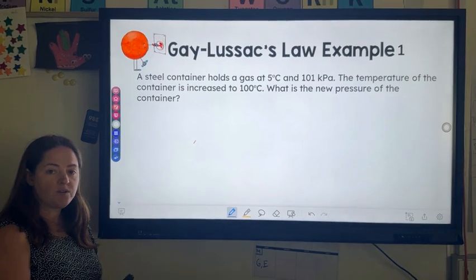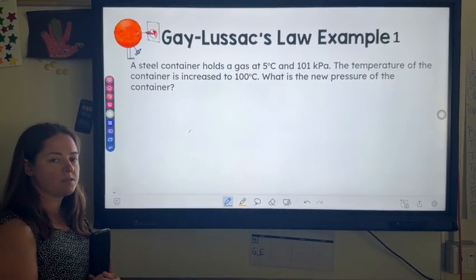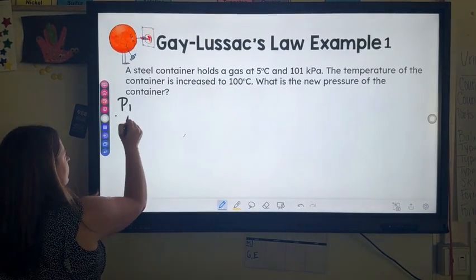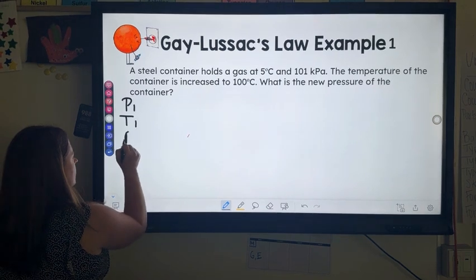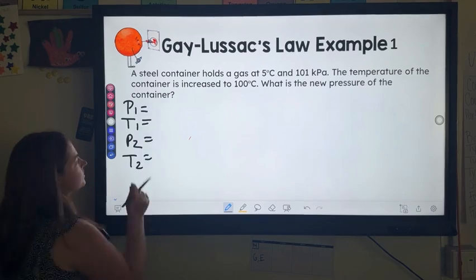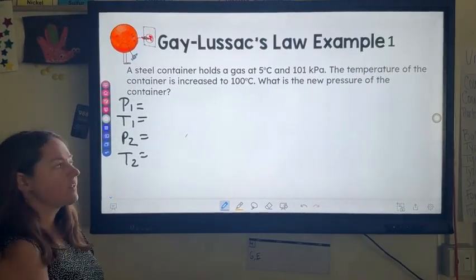All right, we're going to do a few Gay-Lussac example problems. Just a reminder that Gay-Lussac's variables are pressure and temperature. So we can go ahead and start by listing our variables, P1, T1, P2, and T2. I highly recommend you list your variables whenever doing any gas laws. So let's read the problem and fill in what we know.